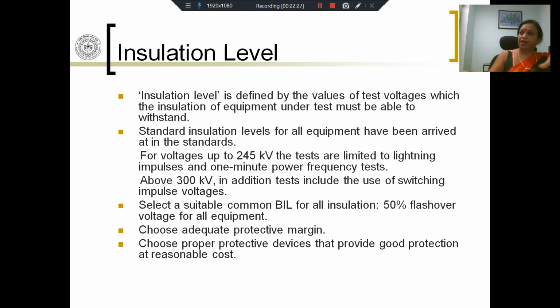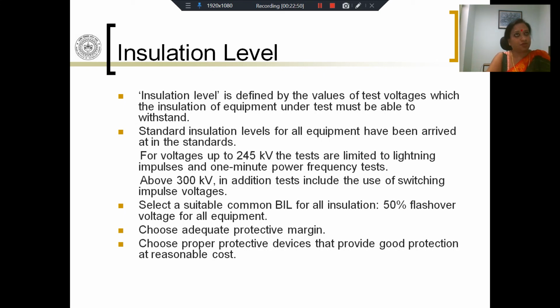You look at all the equipment, look at all kinds of clearances, what is the worst case scenario, and then you note down the 50% voltage for every equipment. And then your basic insulation level for your entire insulation has to be a value which is equal to or higher than all the insulation levels of your equipment.